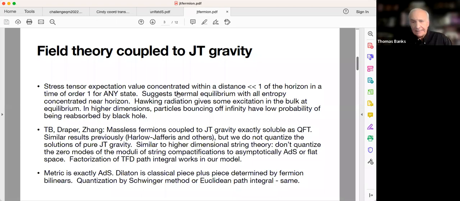Now, I'm not going to tell you the details of this. You can look it up in our paper. I'll tell you in words what we did. We studied a theory of massless fermions coupled to JT gravity as a quantum field theory. And JT gravity has a particular feature that makes that particularly simple, which is that given two different methods of quantization, you find that the metric of ADS2 doesn't change. It is not a fluctuating quantum variable, okay?